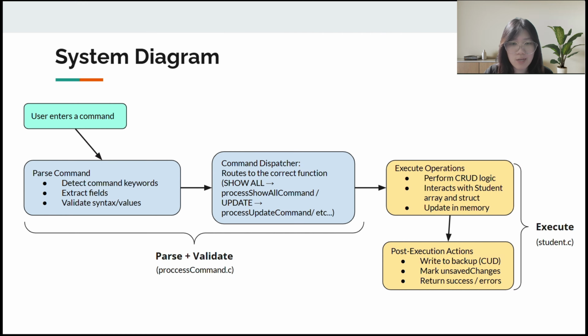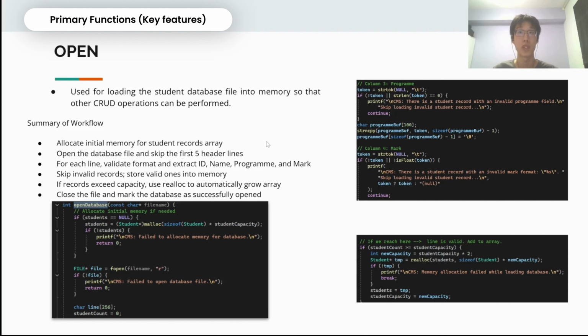error message. The open command is used to load the database file into memory so that other operations can be performed. Firstly, it allocates initial memory for the student array. Next, it will open the database file and read each student record. It will skip any invalid records and only store the valid ones into memory. It will use realloc to automatically resize the array if the records exceed capacity. Finally, it will close the database file and mark the database as open.